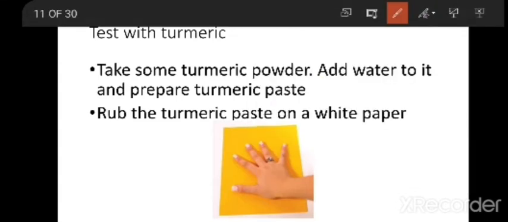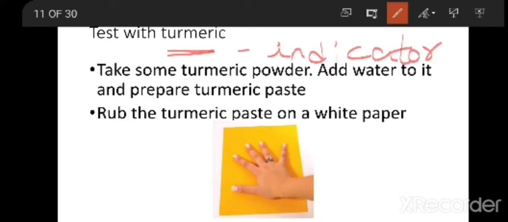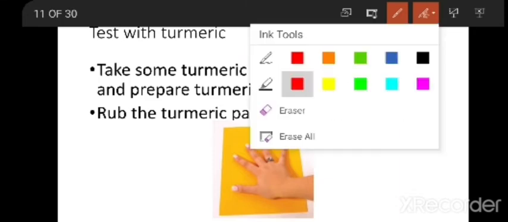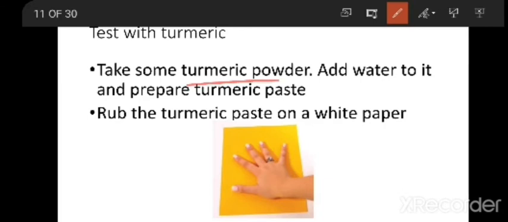So what do you have to do to perform this test? Here we are using turmeric as an indicator. By using this indicator, we are going to find out whether the solution or substance we are using is an acid or base. For this we have to take some turmeric powder, add water to it and prepare turmeric paste.